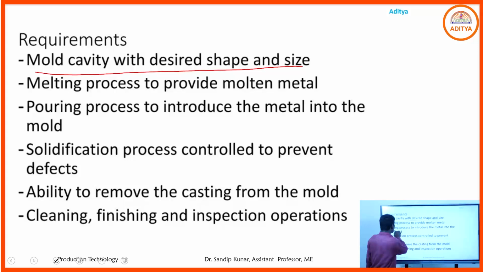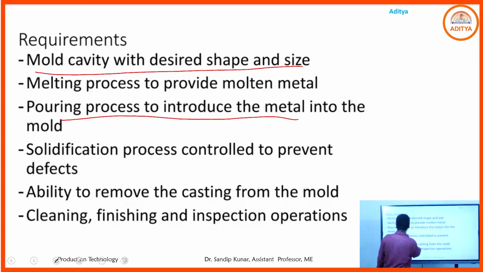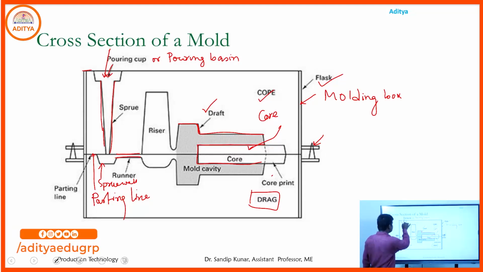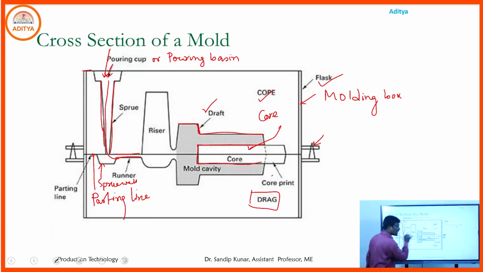Third is the pouring process, introducing the metal into the mold. After preparing the molten material, we pour it into the pouring basin. After that, through the sprue and runner, it will come to the particular mold cavity. That entrance is called the gates of the gating system.